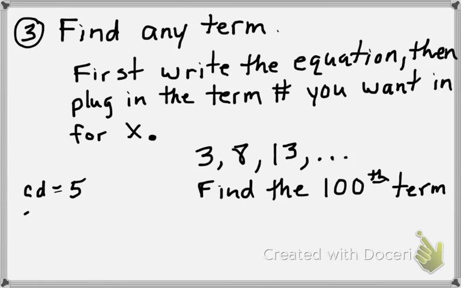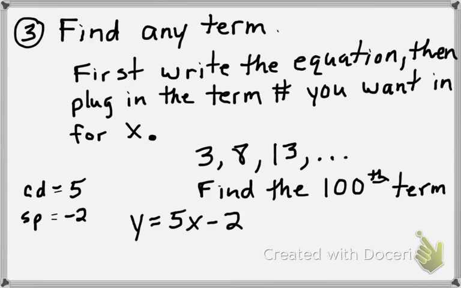Okay, so the first thing is you still have to find the common difference and the starting point. So the common difference here is 5 because it goes up 5 every time. And if I find the starting point back from 3, it would have to go back to negative 2. So my equation is y equals 5x minus 2.